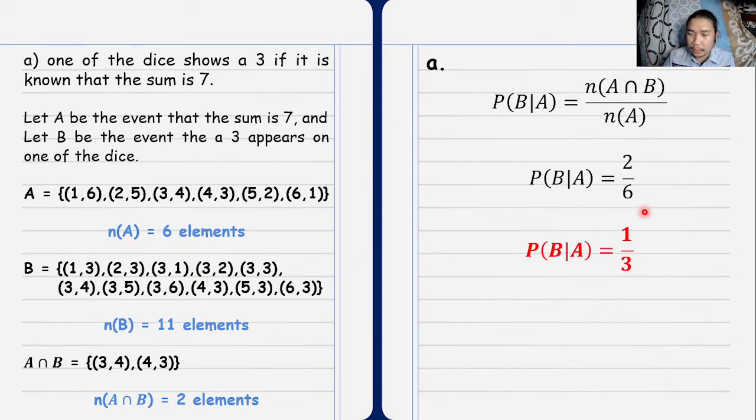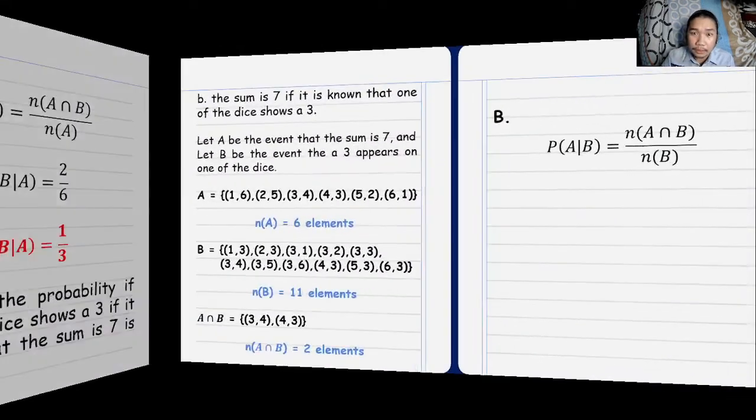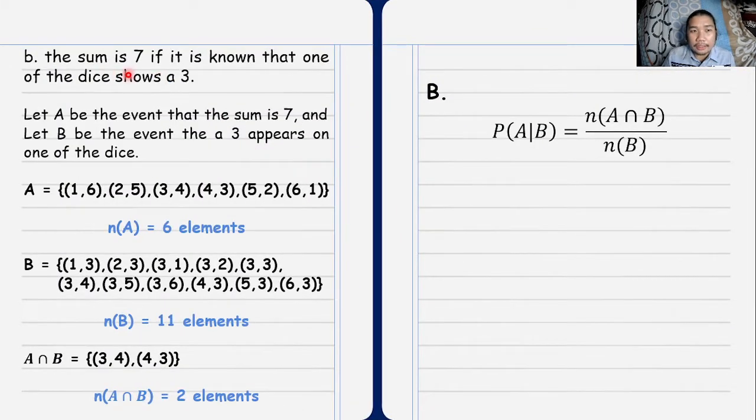So simplify to lowest terms, we will have 1/3 as our final answer. Therefore, the probability that one of the dice shows a 3, if it is known that the sum is 7, is 1/3.